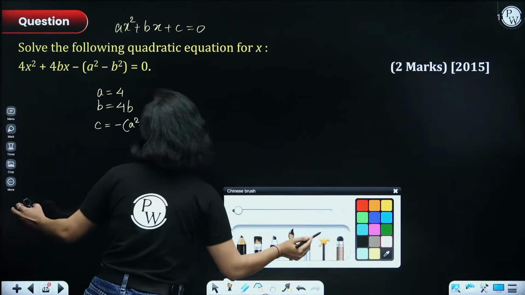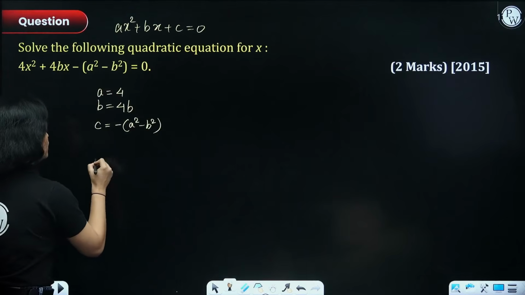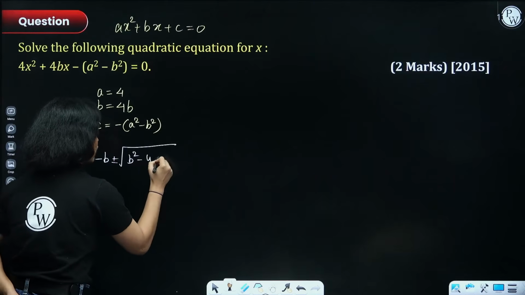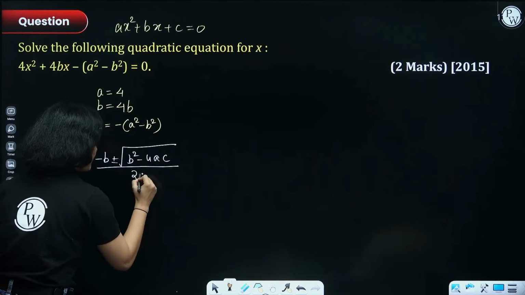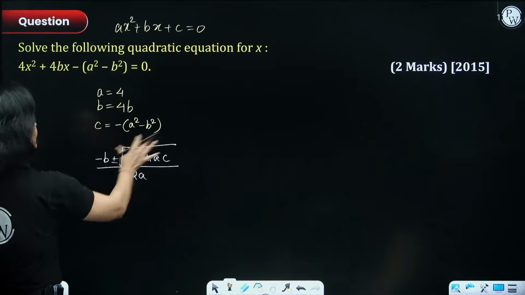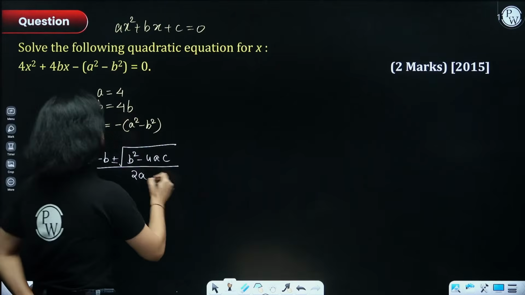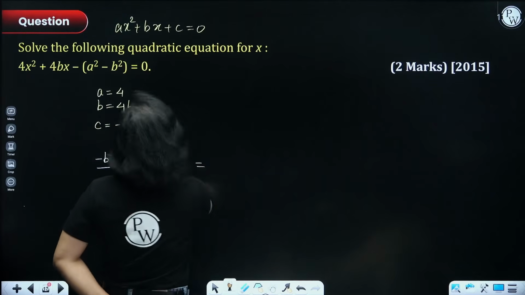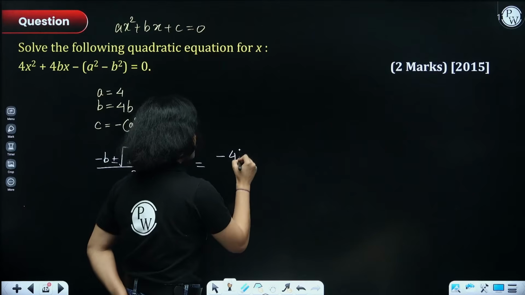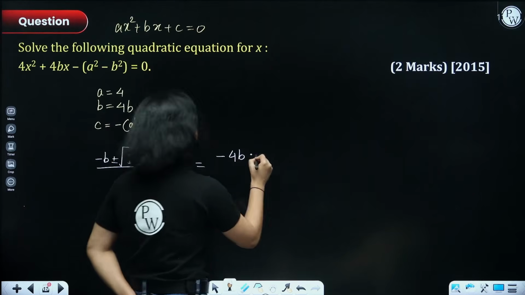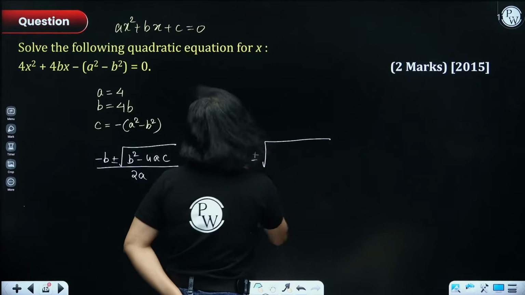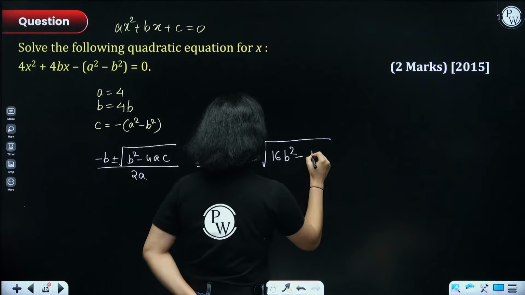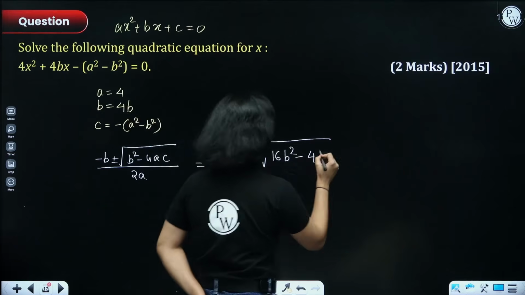What does the formula say, everyone? The formula says that the roots would look like this: minus b plus minus under root of b square minus 4ac over twice of a. Right? So now let's plug all these values here and see what we are getting. So a is directly given as 4. First of all, we'll plug b, right? So minus 4b, b is actually minus of 4b, plus minus under root of b square, that would be 16b square, right? Minus 4, then a. What is a, everyone? A is also 4.